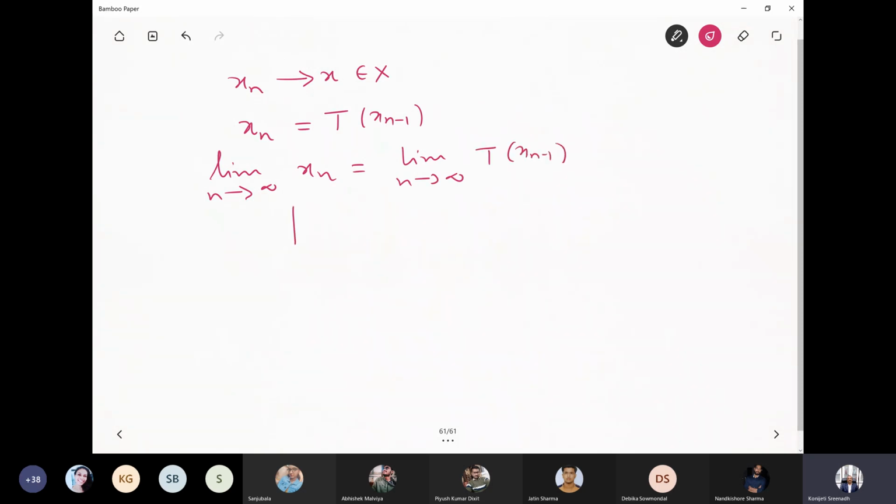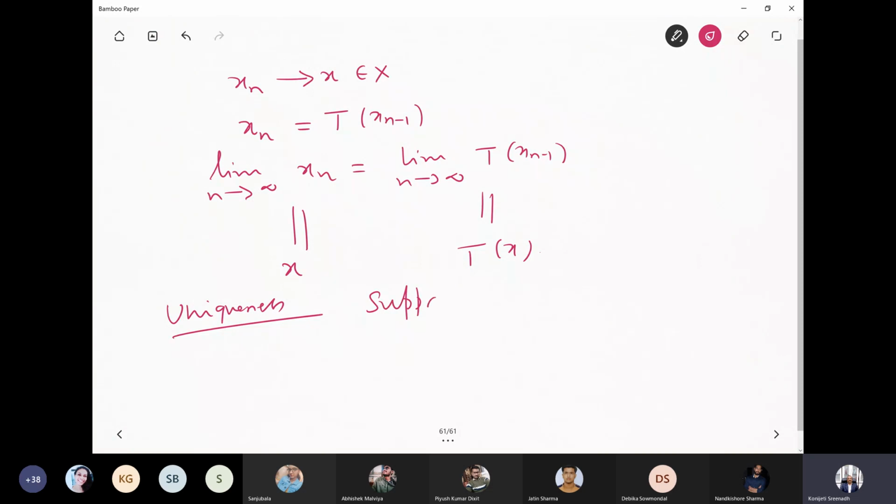Okay, so this is x, and this side is going to be x. That means that Tx equals x, which is a fixed point. So how do we show the uniqueness? I'll leave it to you to do this.